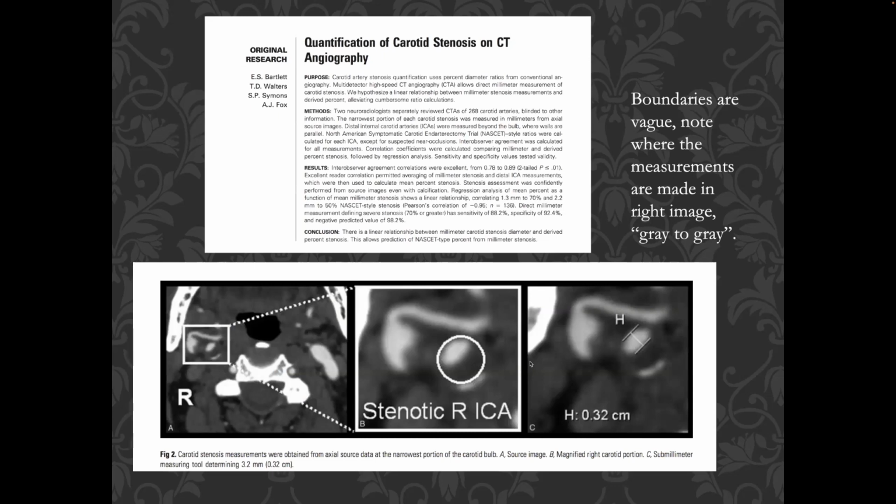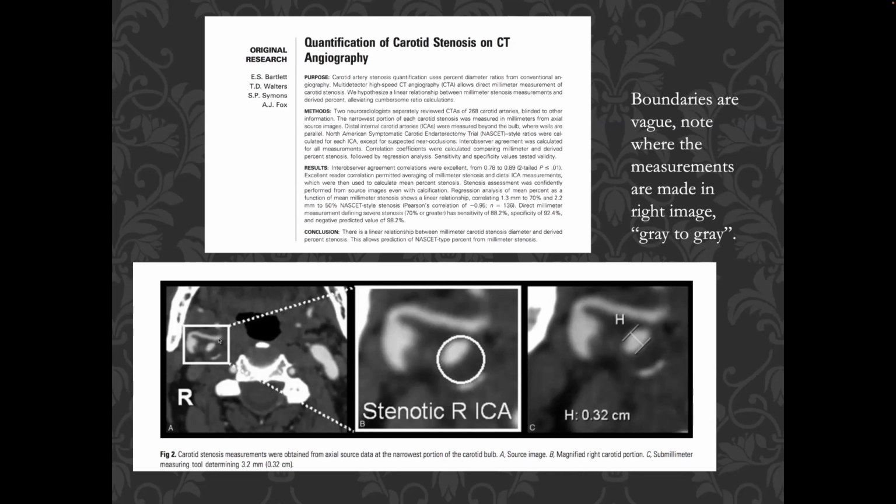Now, this was simplified, I think, and you should be aware of this paper, that we can bypass some of the measuring and some of the errors in measuring by just measuring the shortest dimension on CTA. So the important thing to recognize is, how do we decide where to measure the vessel?